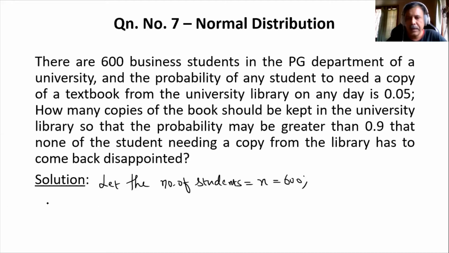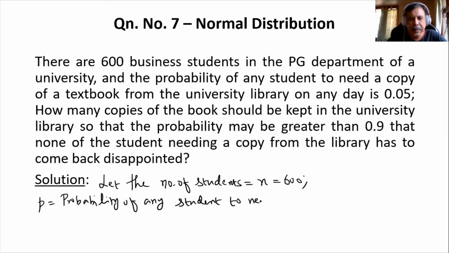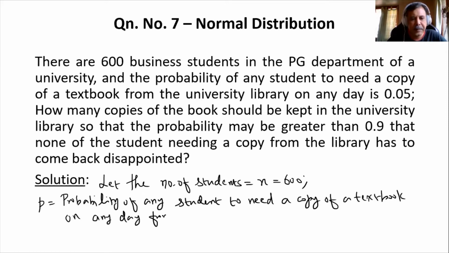Okay, then they had given us the probability of any student. So let me put small p as probability of any student to need a copy of a textbook on any day from the library. So that is given as 0.05.